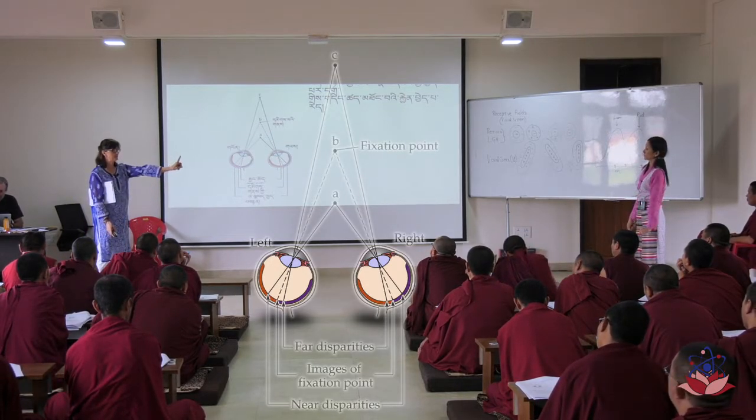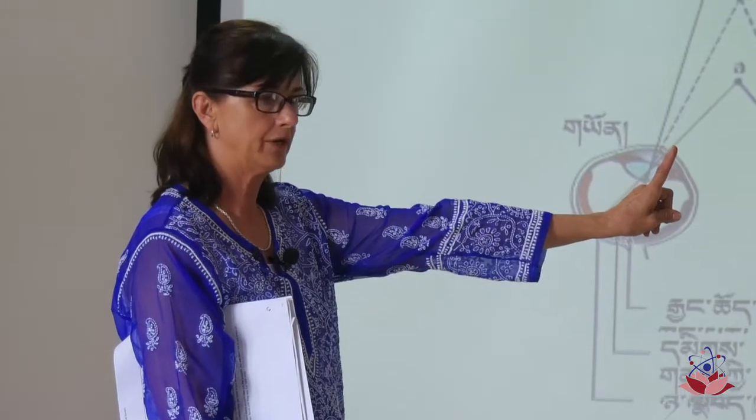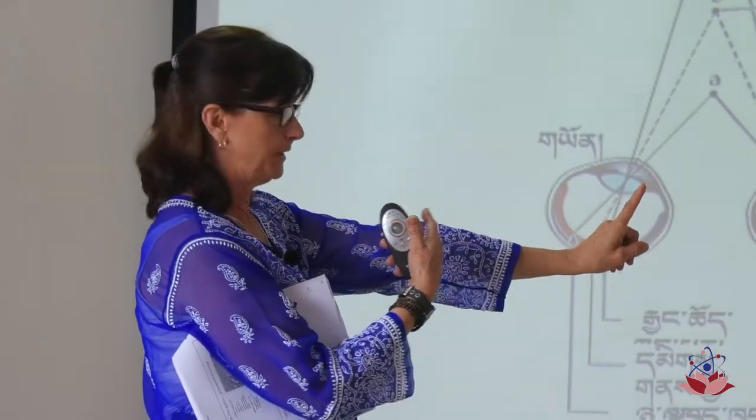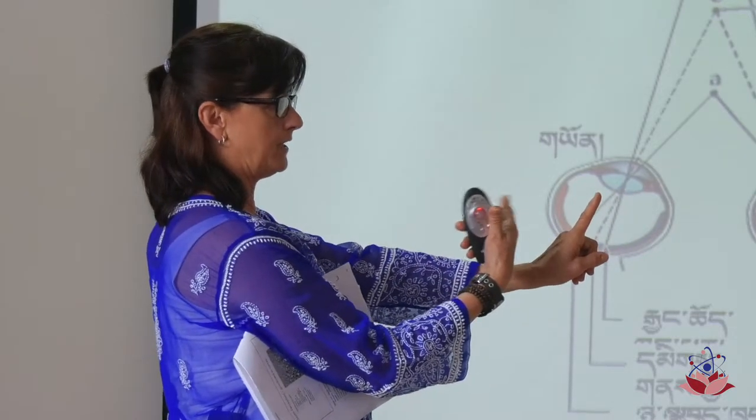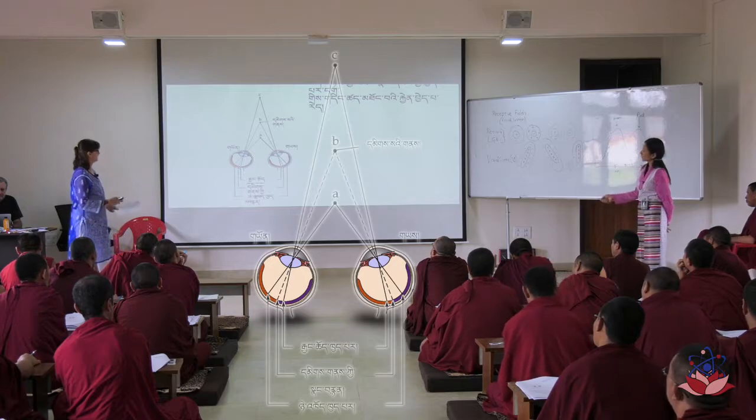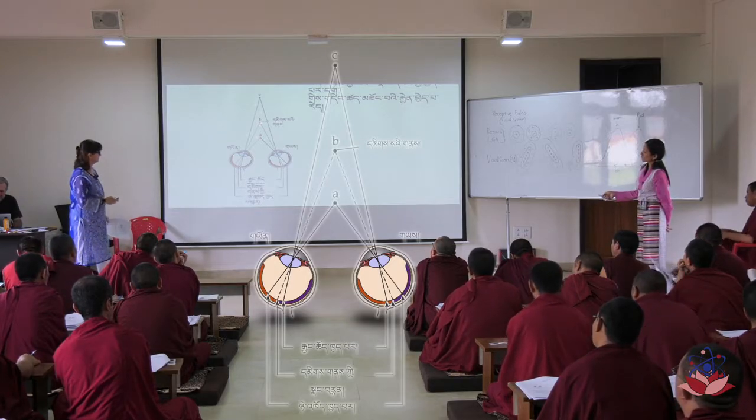So if your fixation point is, if you hold out your finger and that's your fixation point, that would be B. And then A is anything that's directly in front of it or directly behind it. A and C.